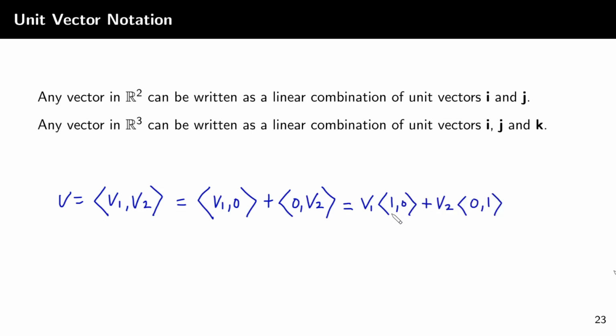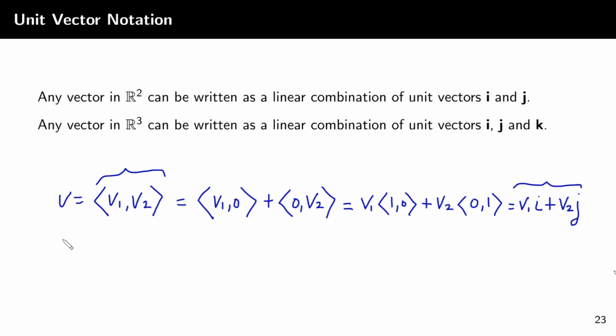Pero ano nga uli itong vector na 1, 0 and 0, 1? Sila yung I and j. So, we have v1 I plus v2 j. And this is now what's called the unit vector notation. Ito yung vector components notation. Okay, naka-brackets tayo. Dito naman, meron tayong sum. Dito sa unit vector notation, meron tayong linear combination ng I and j.